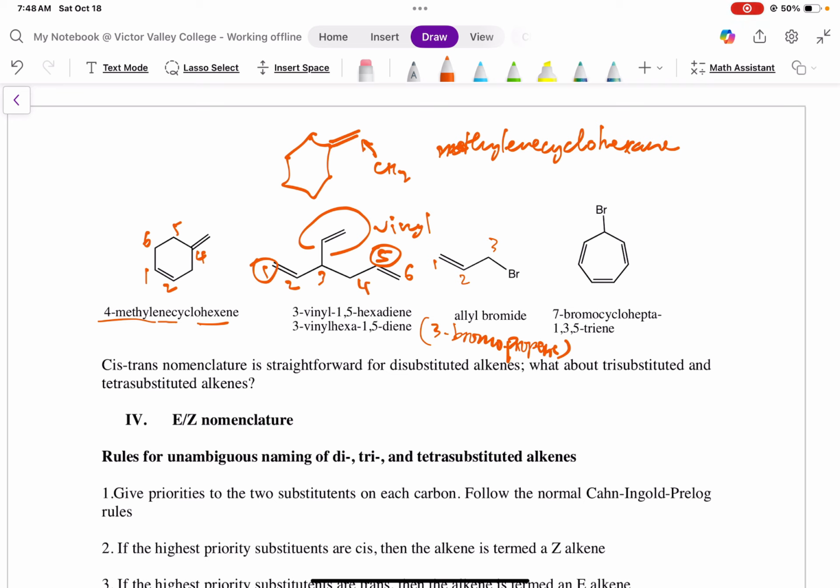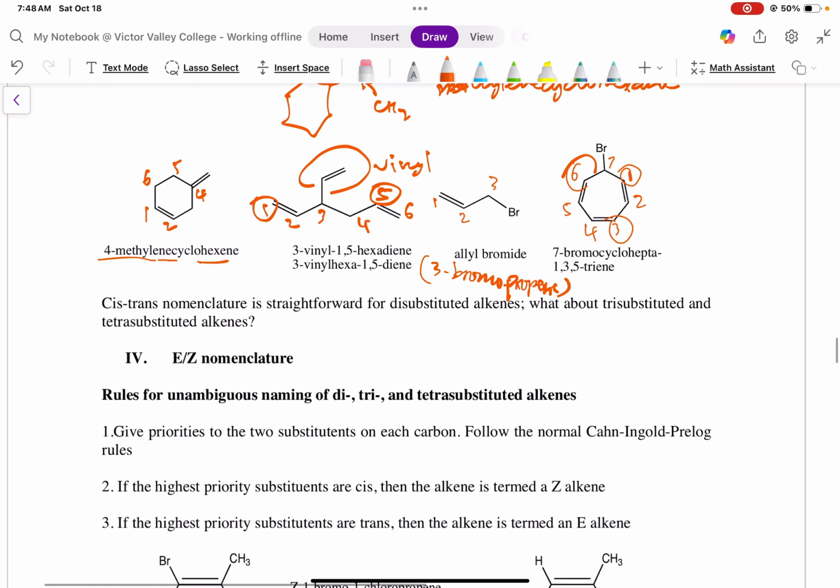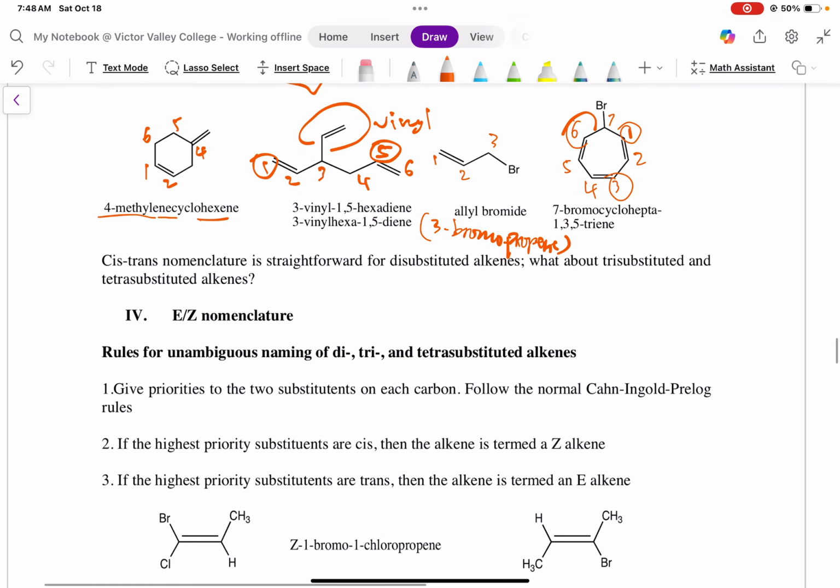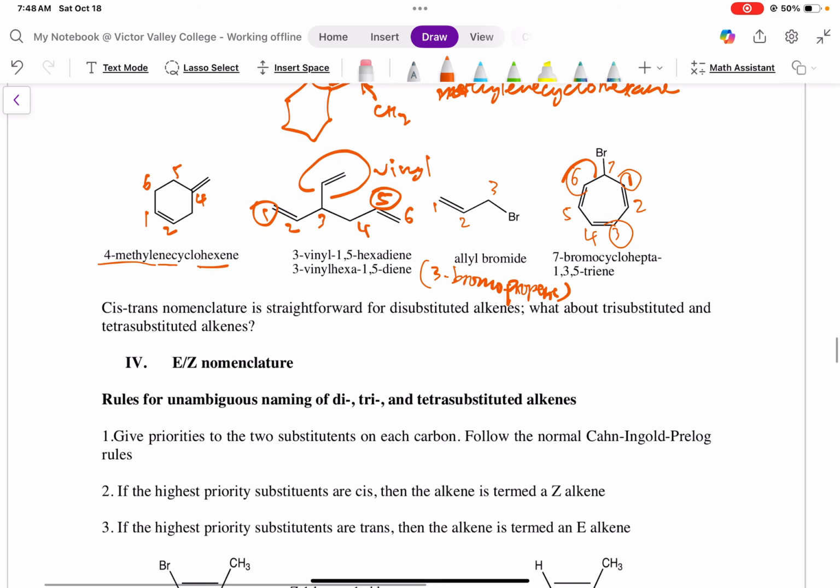Okay. And then you got 1, 3, 5. So you have to start 1, 2, 3, 4, 5, 6, 7. The double bond number has to be lower. So we cannot start at bromine. Okay. Now, I'm going to stop right there. In the next video, we're going to talk about the cis-trans and E/Z stereochemistry stuff. Okay. Thank you, everyone.